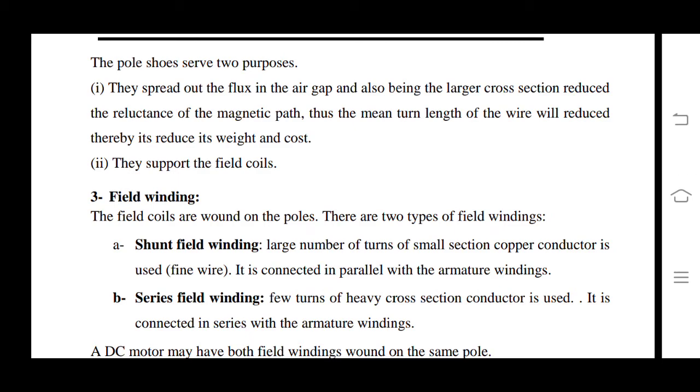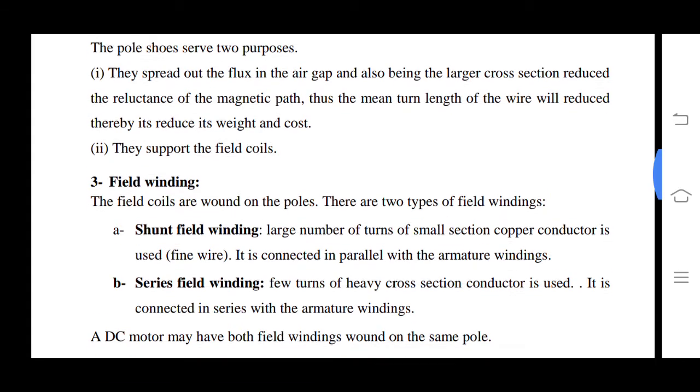The pole shoe serves two purposes. They spread out the flux in the area, and also, being of larger cross section, they reduce the reluctance of the magnetic path. Thus the main turn length of the wire will be reduced, thereby reducing the weight and cost. They also support the field coils, and they spread the flux uniformly in the area.